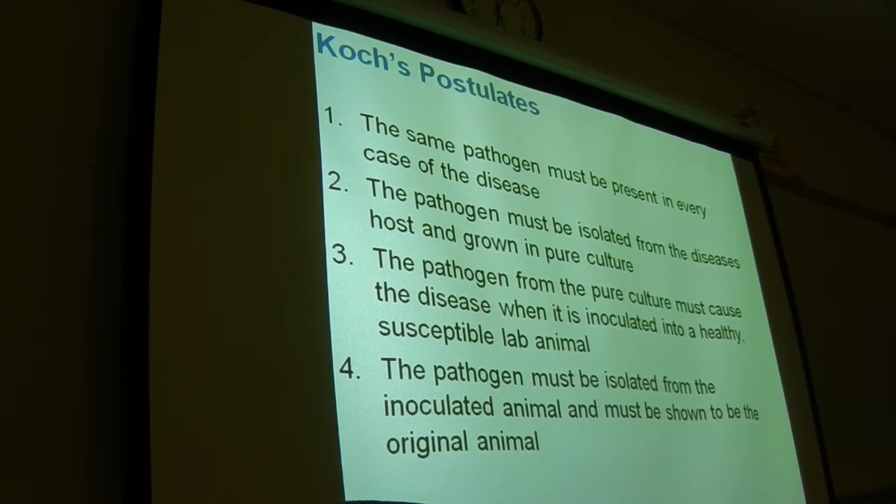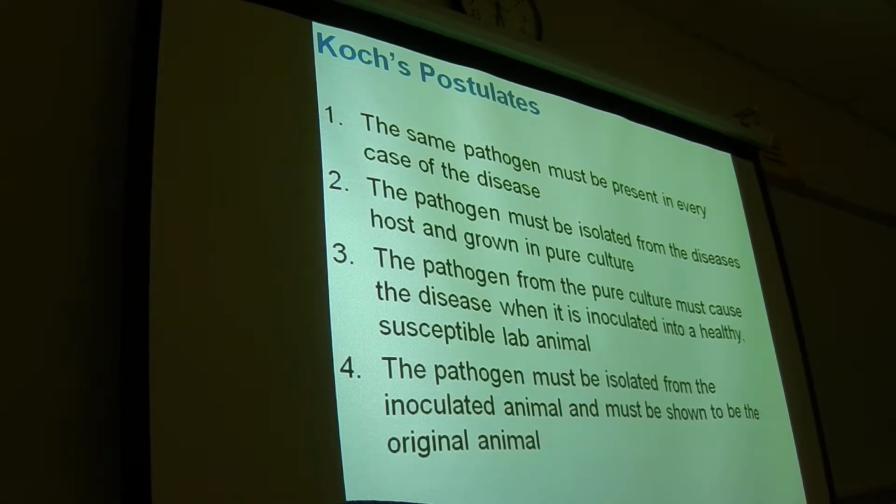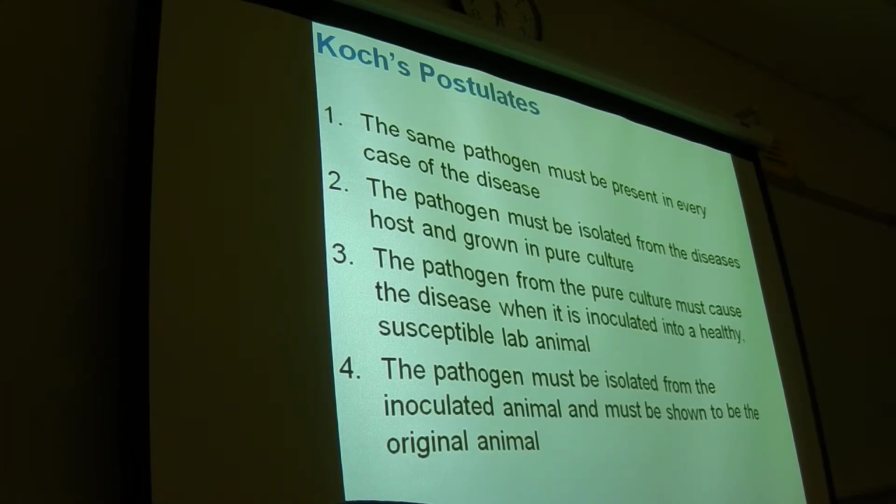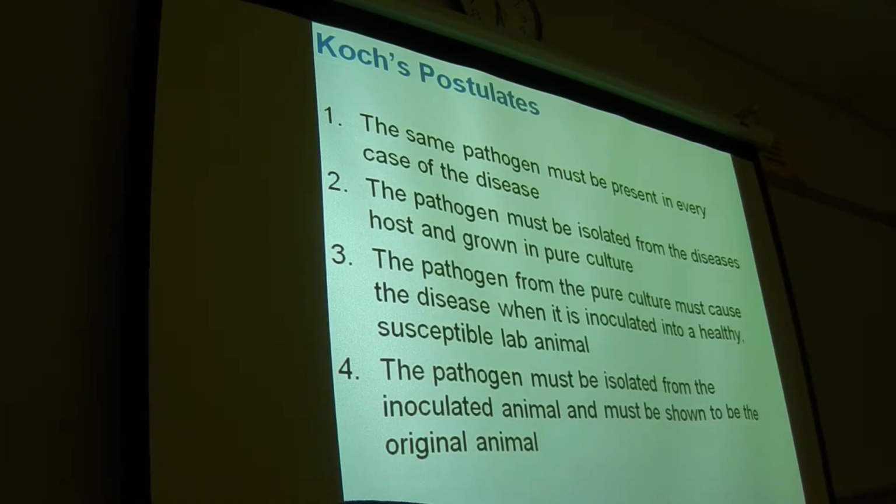Number one, the same pathogen must be present in every case of the disease. So if 20 people have this disease that you've never seen before, and you take some blood from them and isolate the bacteria, all 20 of those patients have to have the same bacteria. If only 19 of the 20 do, then you have to keep digging. Every single case of the disease has to have that pathogen. So that has to be true, number one.